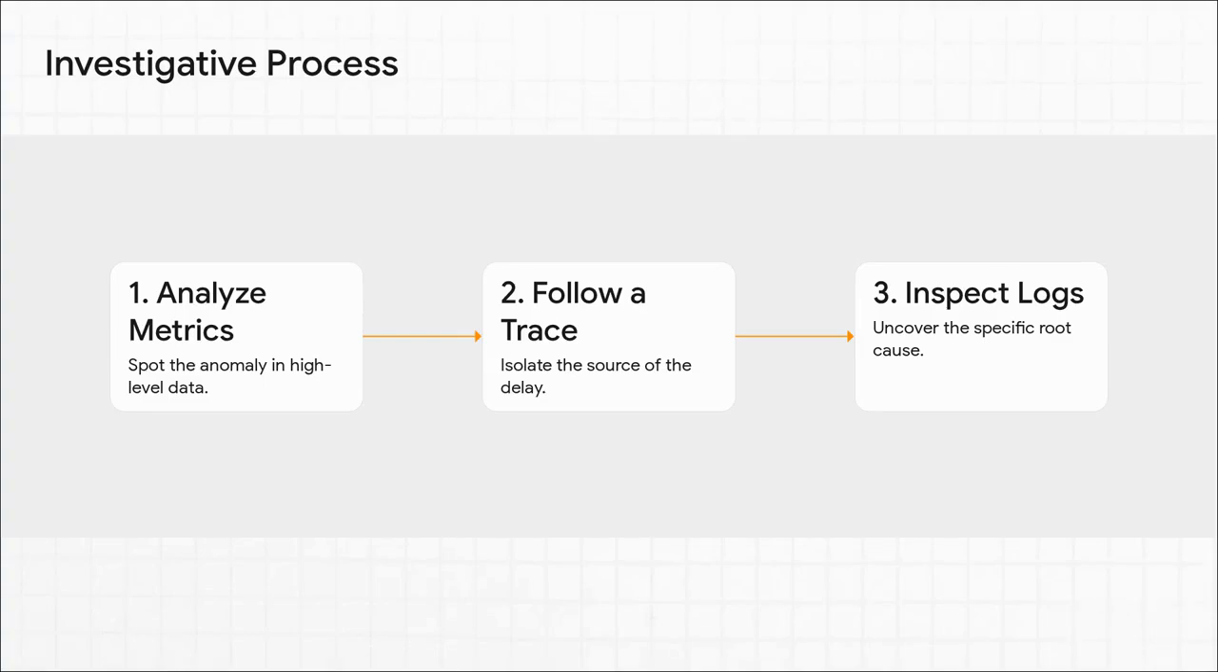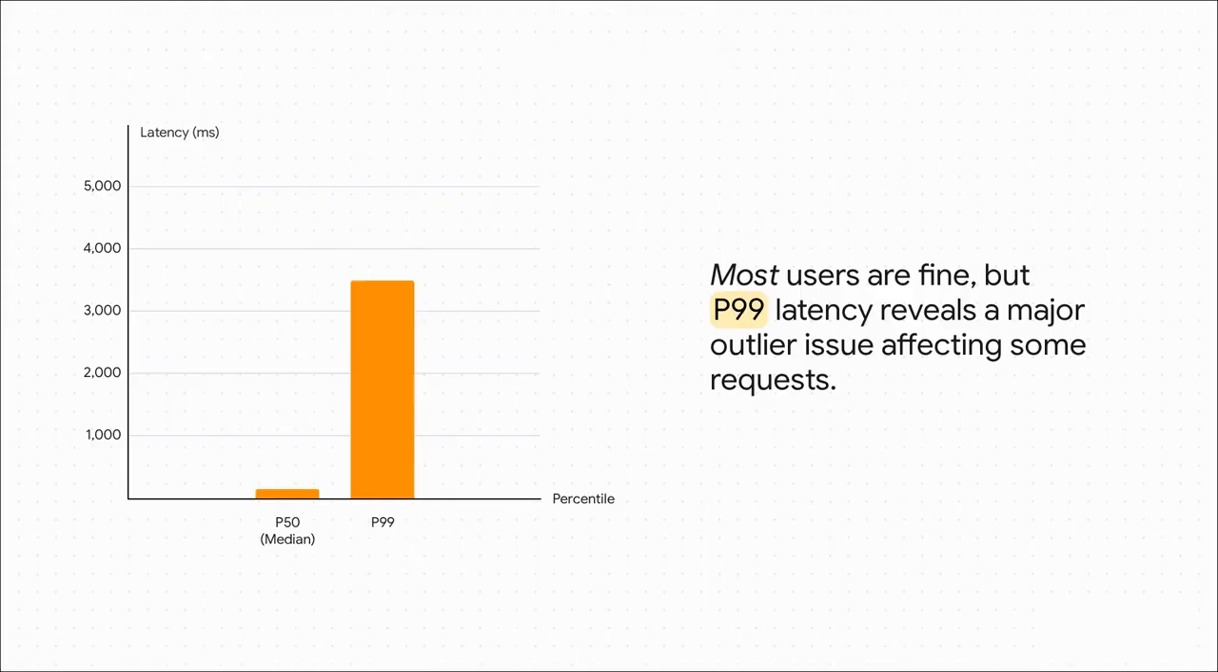So here's our game plan. It's a simple, logical process. Step 1, we'll use metrics to spot the anomaly. Step 2, we'll follow a trace to isolate where the delay is happening. And step 3, we'll dig into the logs to find that root cause. Okay, check this out.